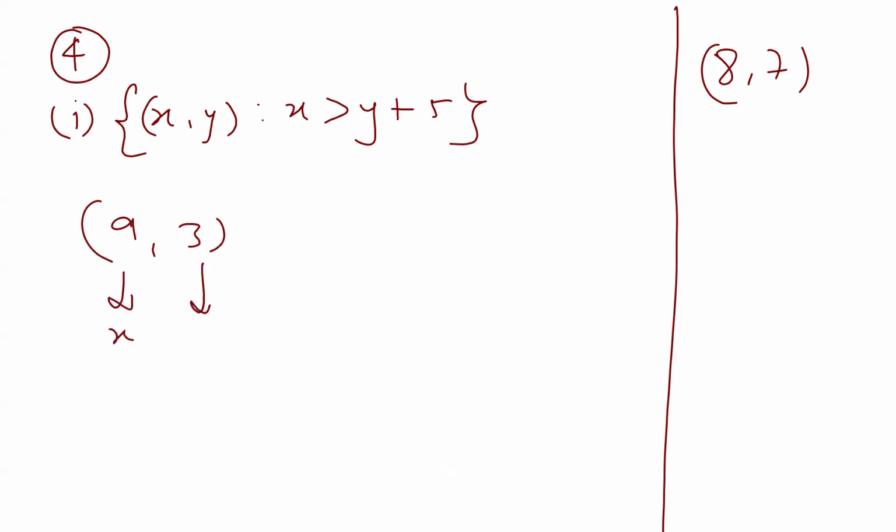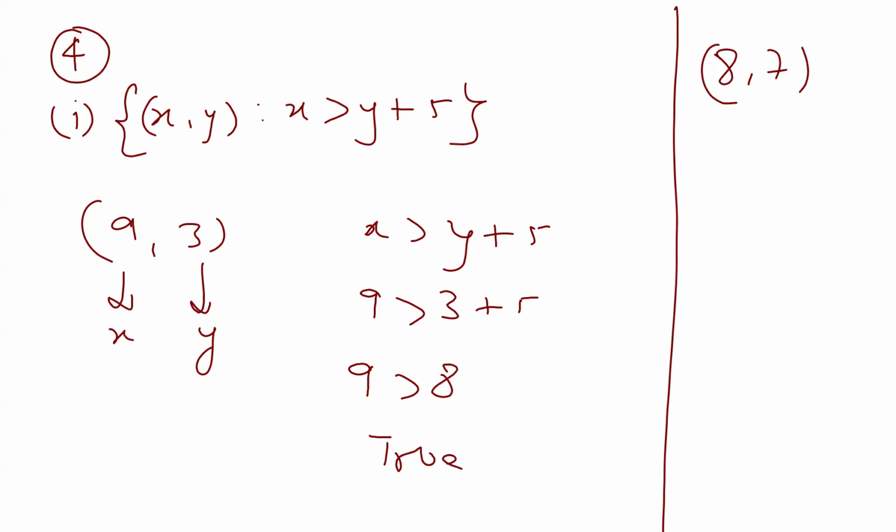This is x, this is y. x is greater than y plus 5. 9 is greater than 3 plus 5. 9 is greater than 8. Yes, now this is true. Okay, so (9, 3) is a part of our ordered pairs.